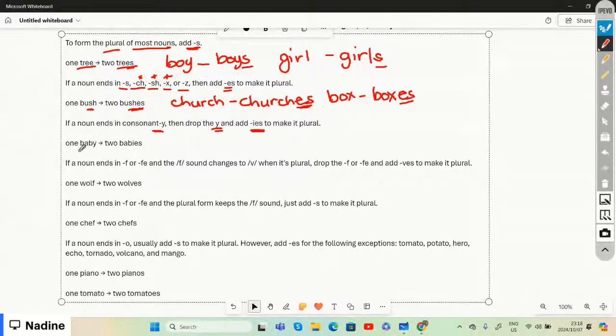For example, we have one baby that's crying there in the corner. But if we want to show that there's more than one baby, we're going to drop the Y. We're going to add IES. And then our word is going to be babies. So we added IES to the word to show that there's more than one baby, but we dropped the Y.